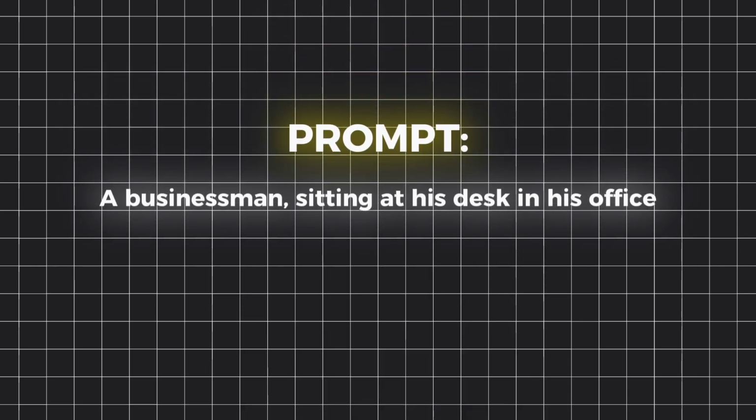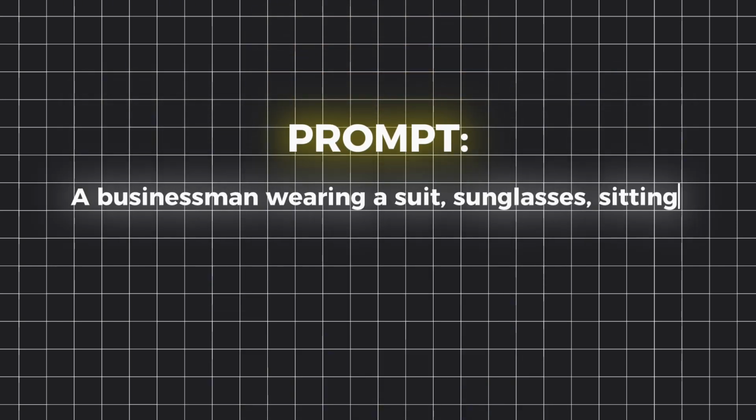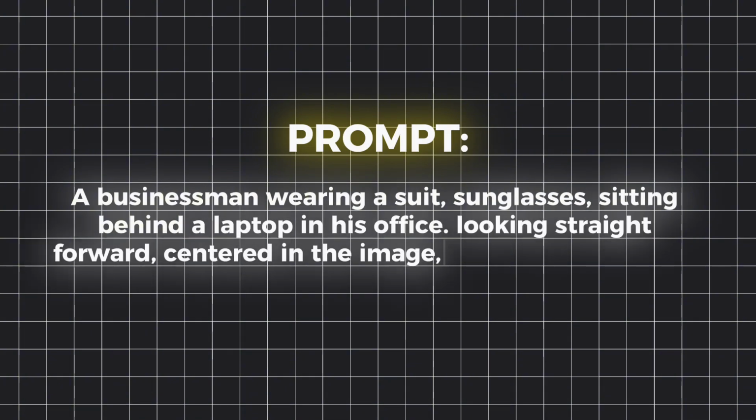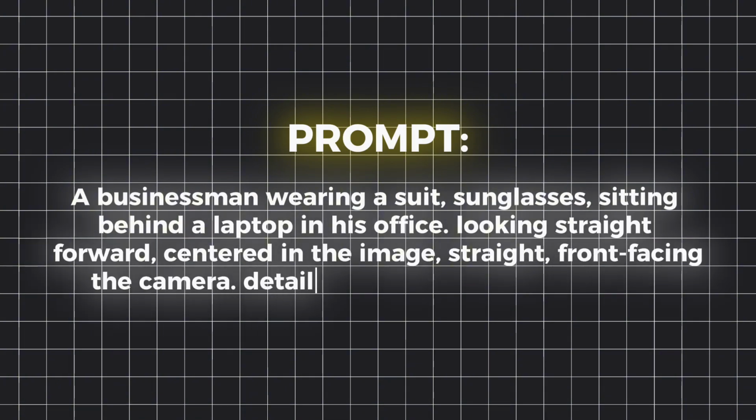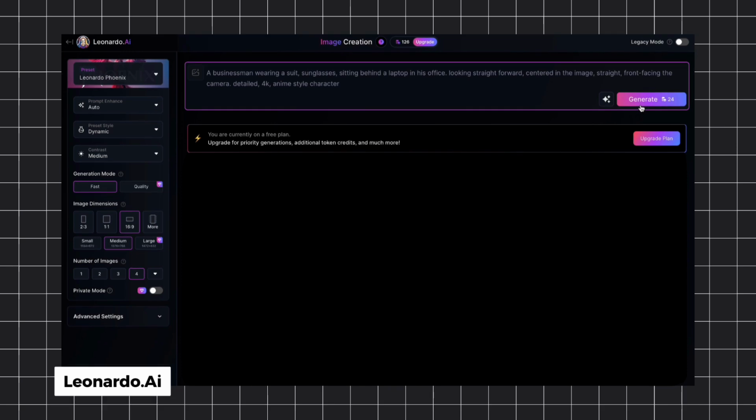So in the prompt, we're going to write, a businessman wearing a suit, sunglasses, sitting behind a laptop in his office. Looking straight forward, centered in the image, straight, front-facing the camera, detailed, 4K, anime-style character. Let's give it to Leonardo and see what comes out. Also, make sure to select the Leonardo Phoenix model and the 16:9 ratio so you get the best result possible for the avatar. And still, it might take a few tries, so let's see.